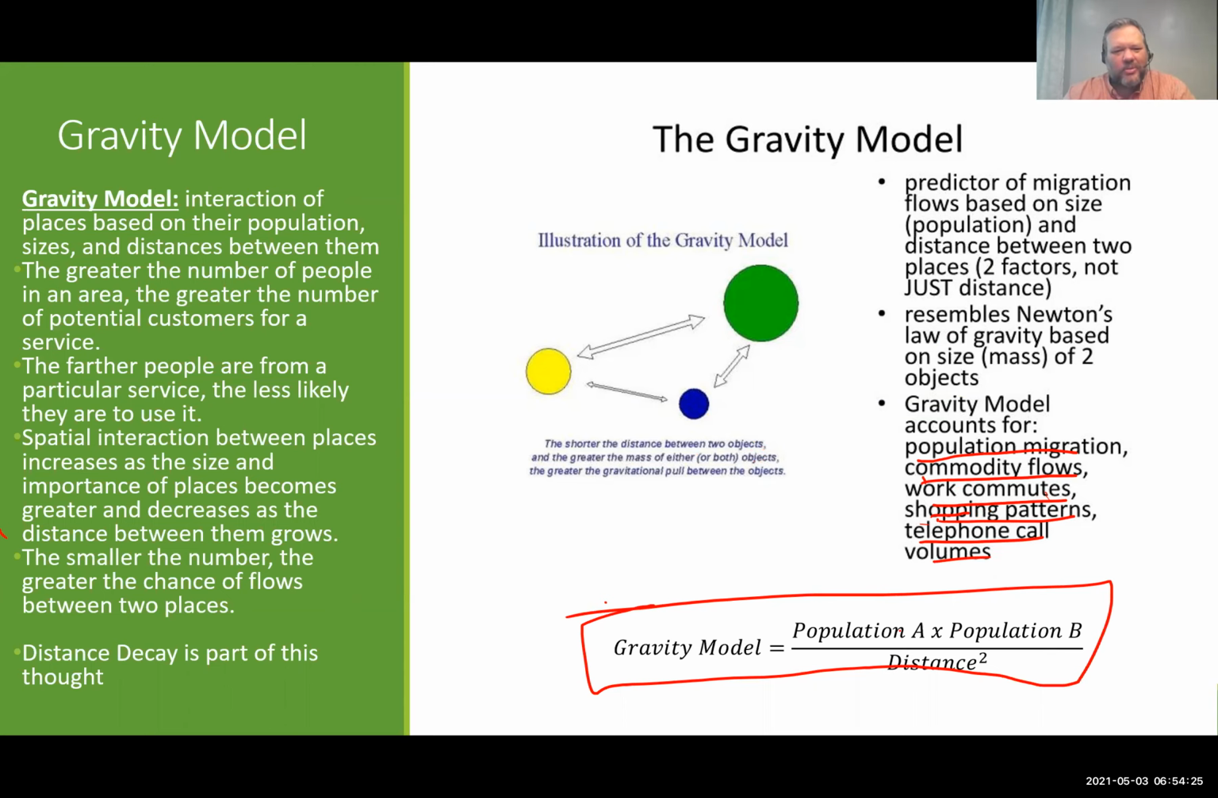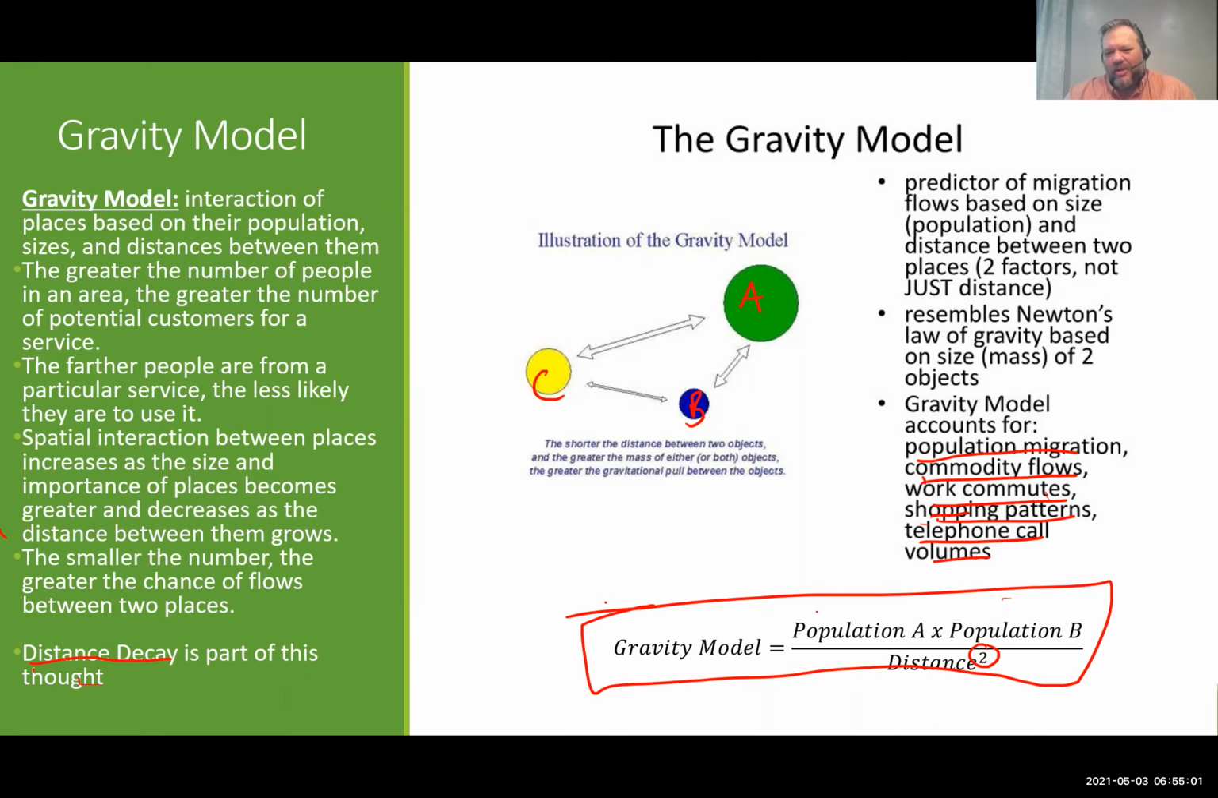And so in order to calculate it, we've got 3 different cities here. We'll just say city A, B, and C. How much flow is there going to be between these cities? The formula that they came up with is to take the population of city A, then multiply that by the population of city B, and then take the distance between them in miles or whatever and square it. Okay. And we square it because of this idea of distance decay. Because remember, the farther away you get from a place, the less influence that place has.